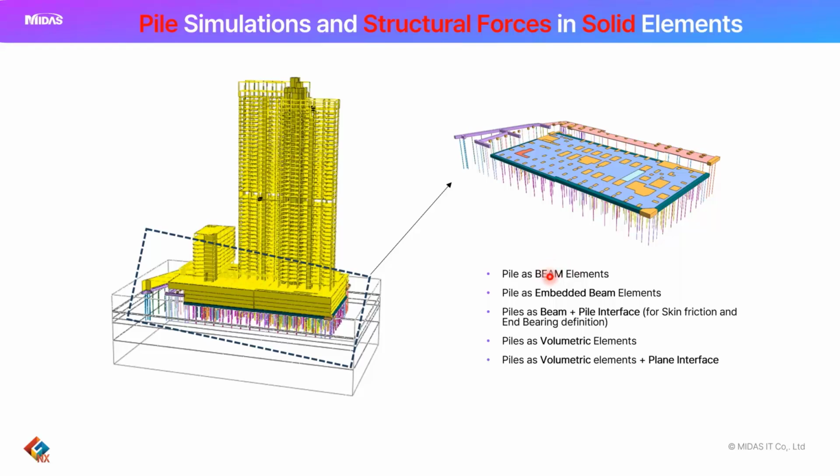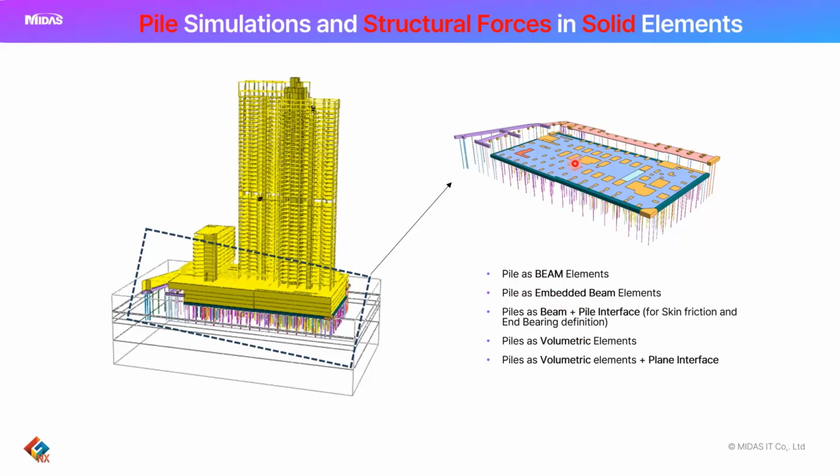But let's say the diameter of the pile is very high, maybe 1.5 or 2 meters, and the length is pretty big. In that case, the beam element may not be helpful because the depth and width ratio is very high. In that case, you can go ahead with the volumetric piles. So we will model the entire pile as a solid model, and then you can assign a concrete property to that particular solid.